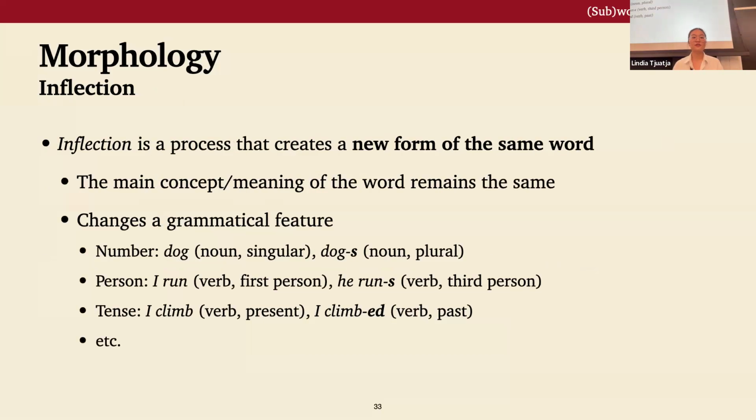So one type of morphological process is inflection, which creates a new form of the same word. Basically, the main concept and meaning of the word will remain the same, but we're flipping a switch for some grammatical feature in the word. So in the dog's example, appending an s makes it plural. For person, I can say I run to he runs, or I climb, I climbed, etc.